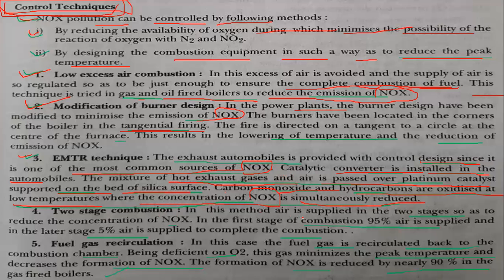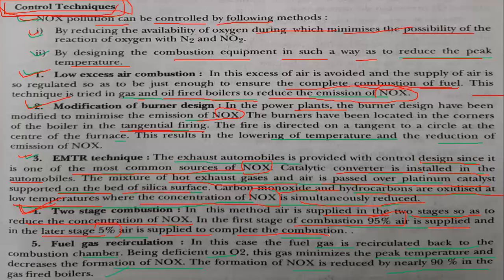In this method, air is supplied. See, we are looking for the fourth technique by which we can control the formation of nitrogen oxides. In the two-stage combustion method, the air is supplied in two stages so as to reduce the concentration of nitrogen oxides. In the first stage of combustion, 95% of air is supplied, and in the latter stage, 5% air is supplied to complete the combustion.